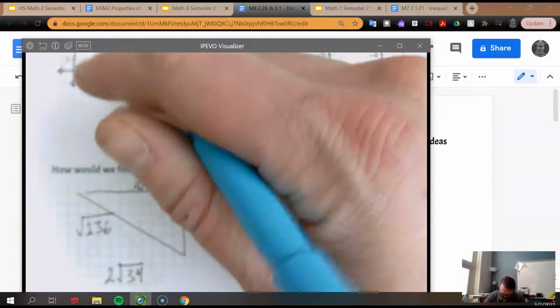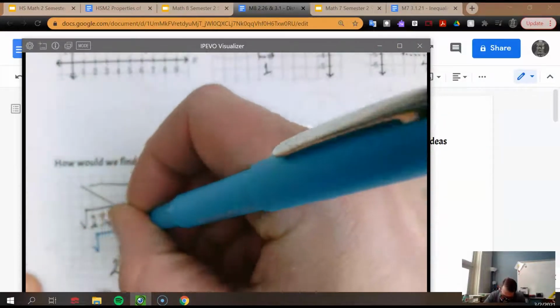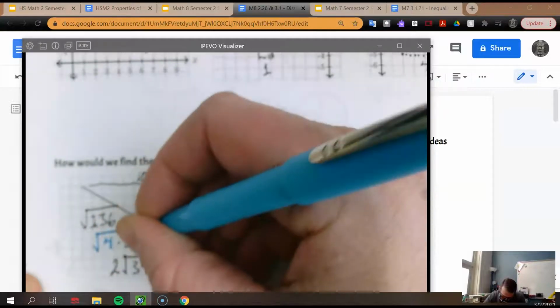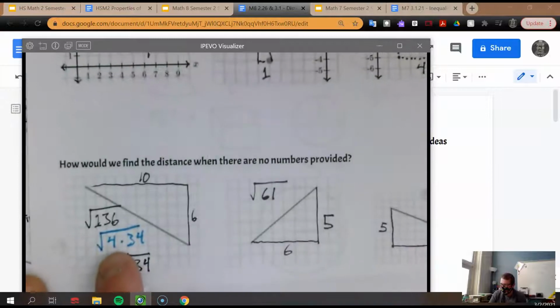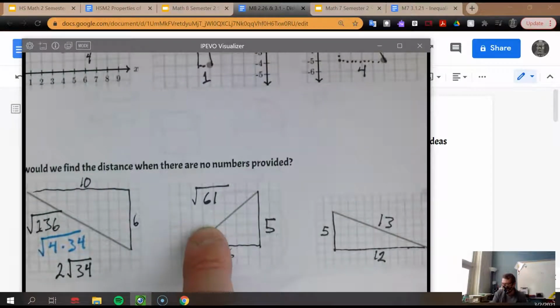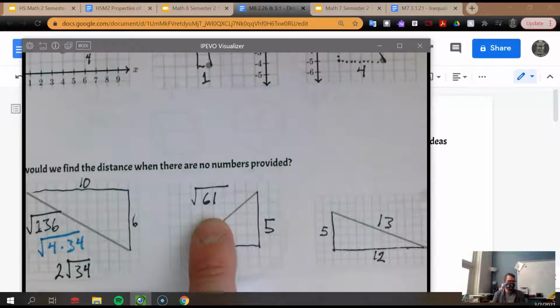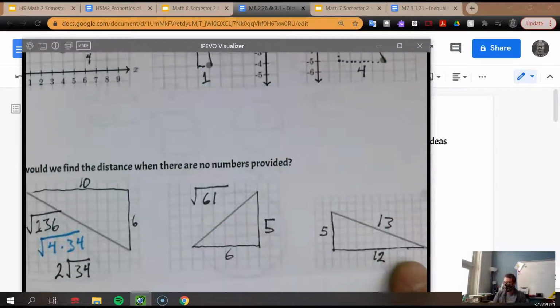This would become square root of 4 times 34. And we can do square root of 4. That's 2. We can't do square root of 34, so it stays. Right? This is how we make that jump. Our second one is square root of 61. There's no nice way to look at that as a simplified radical, because even if we think about all the factors of 61, well, there aren't very many. And then we've got another Pythagorean triple.